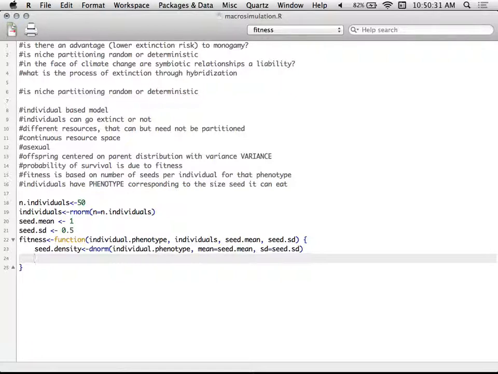So I have my indication from individuals. Here's my focal individual. Oh, let's go here. Okay. How do we tell, is it competing with this one? Is it competing with this one? For these seeds? How should we do that?